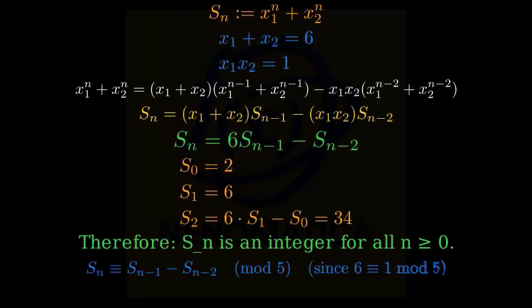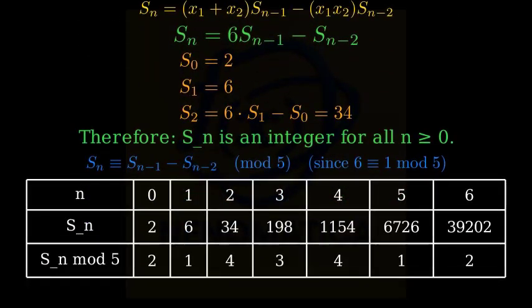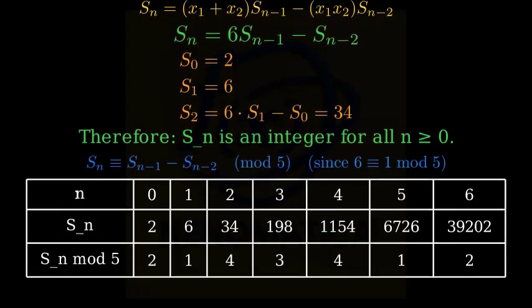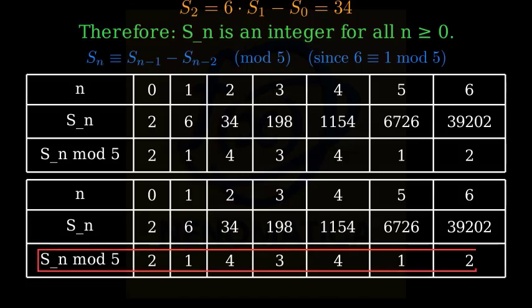Next, we study divisibility by 5 by working modulo 5. Since 6 is congruent to 1 modulo 5, our recurrence becomes s sub n congruent to s sub n minus 1 minus s sub n minus 2 modulo 5. Starting with s sub 0 congruent to 2 and s sub 1 congruent to 1, we can quickly generate several residues. Notice that none of them are 0. Reading across the bottom row, we get the sequence 2, 1, 4, 3, 4, 1, 2, and so on. It repeats and never hits 0. Therefore, no s sub n is divisible by 5.